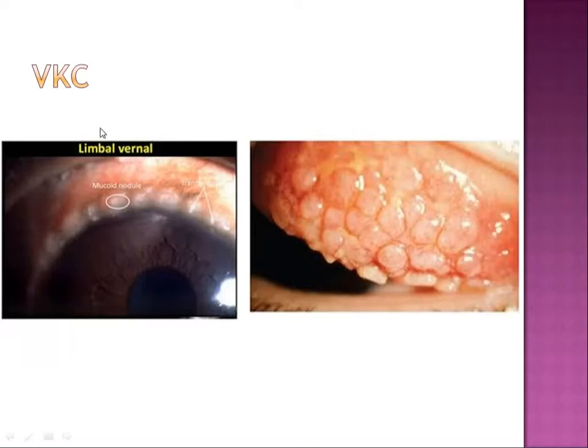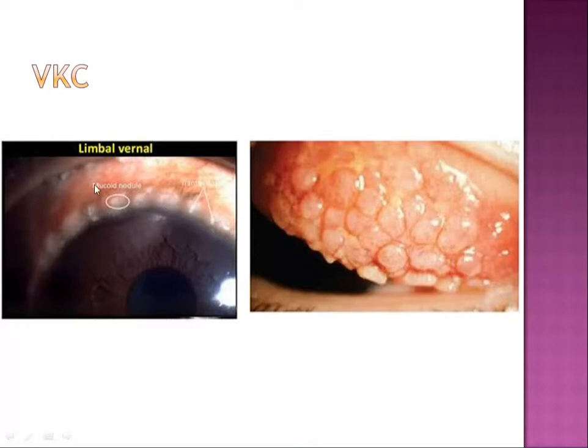Here, the presentation can be in two types. One is it can be in the bulbar conjunctiva as limbal form, or in the palpebral conjunctiva. So when it is involving the limbal or the bulbar conjunctiva, you can see basically the presence of mucoid nodules here. These are called Trantas spots. So the presence of a circular ring around the limbus with the elevated gelatinous nodules here will tell you that it is Horner-Trantas spots, which is seen in VKC.